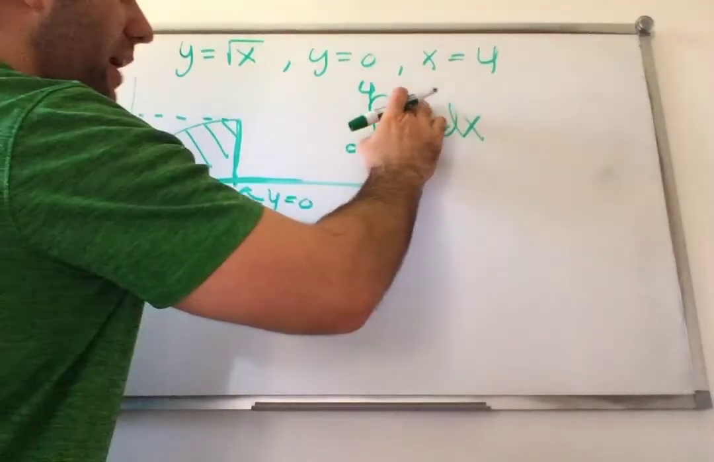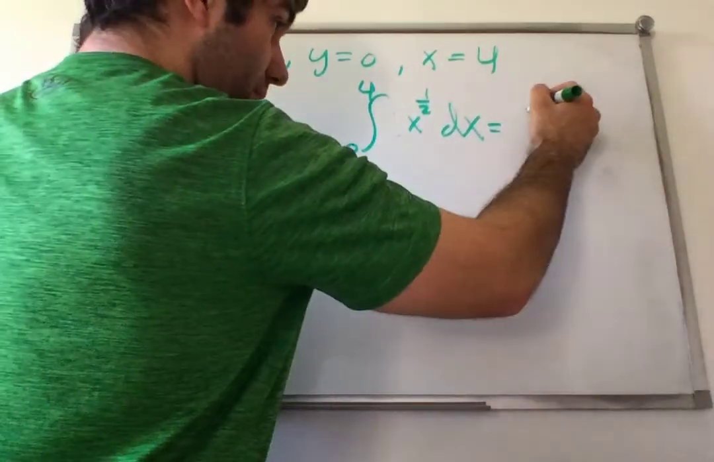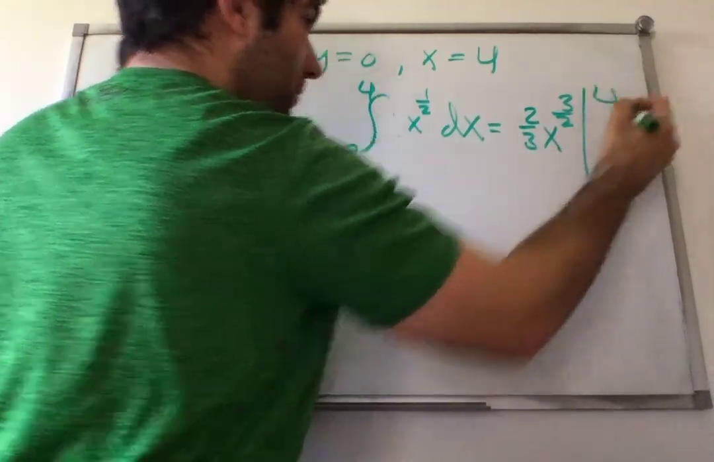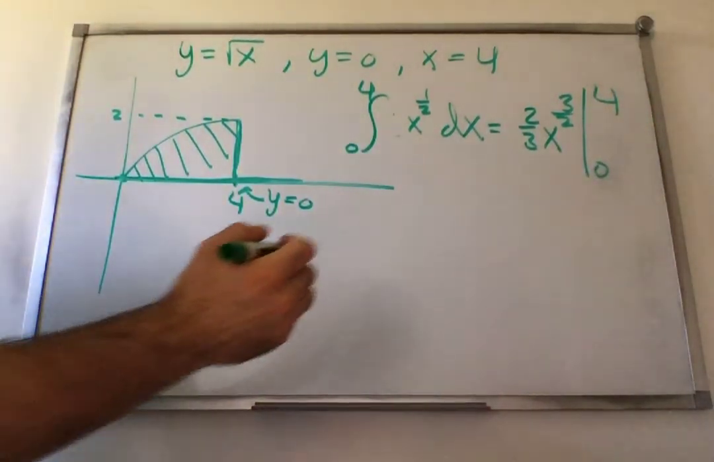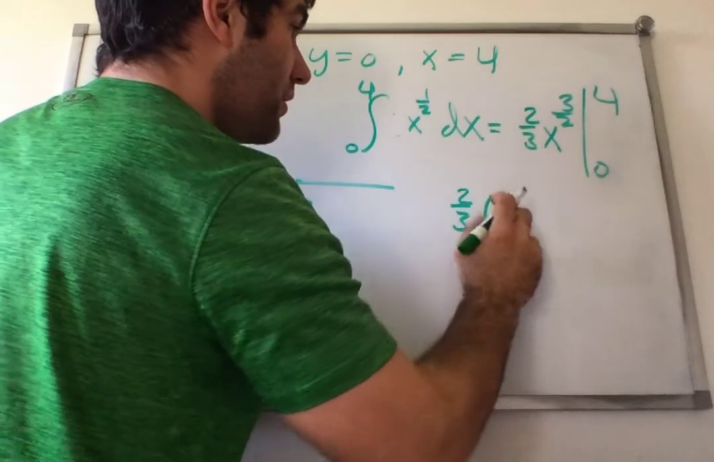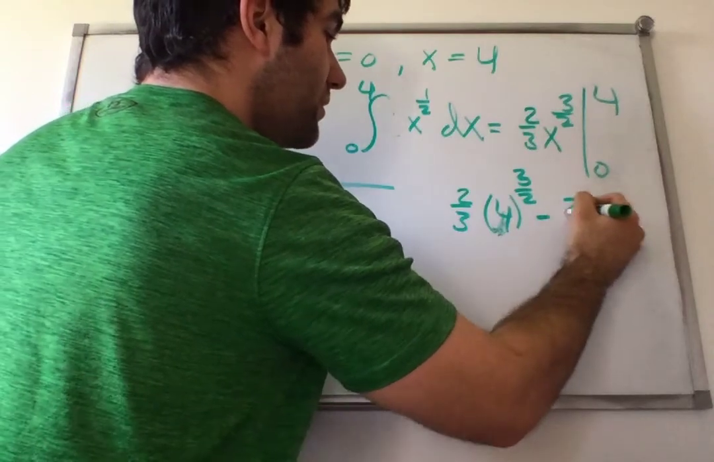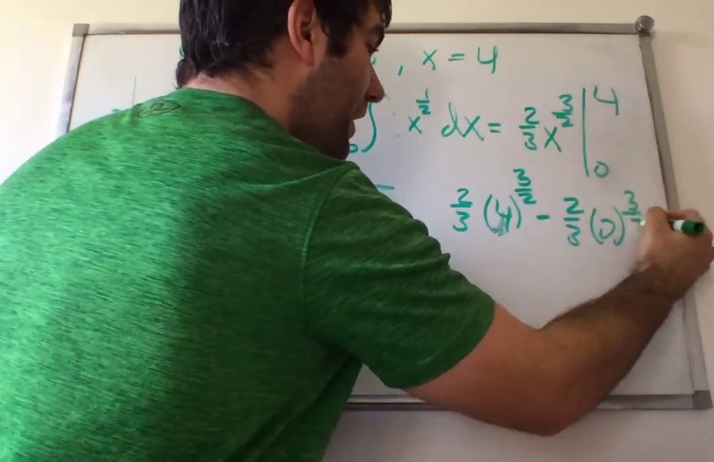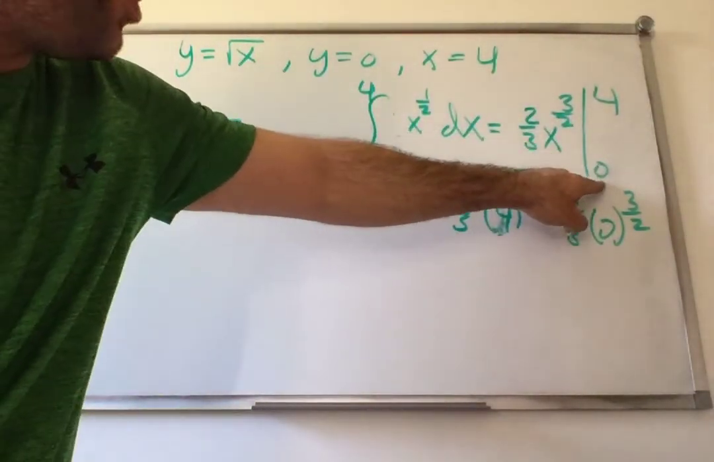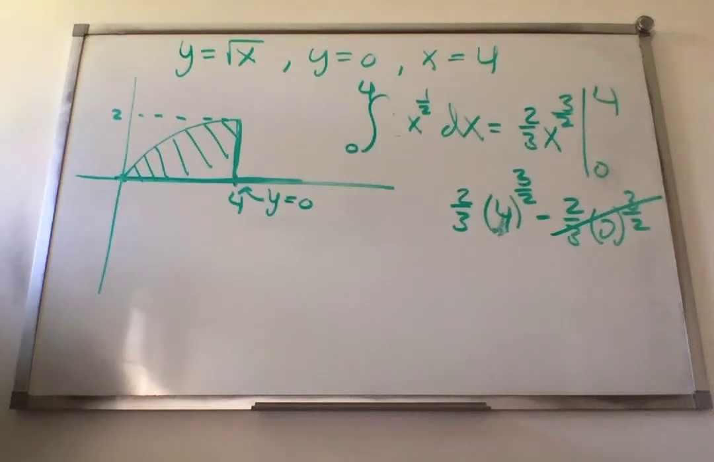Well, this is a power rule. I'm going to rewrite it to the 1/2 power. If you undo the power rule here, you get 2/3 x to the 3/2. Evaluate it at 0 to 4. So, plugging in 4, you get 2/3 times 4 to the 3/2 minus 2/3 times 0 to the 3/2. I plugged in the upper limit, 4, into the antiderivative. I plugged in the lower limit into the antiderivative. Well, this piece is 0, so it's gone. I just need to figure out that piece right there.